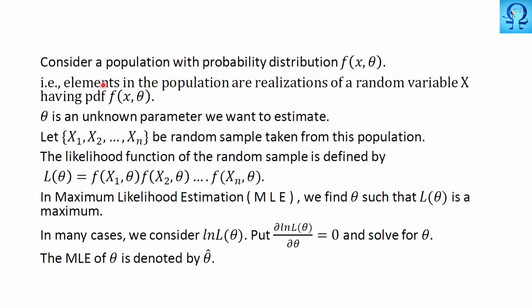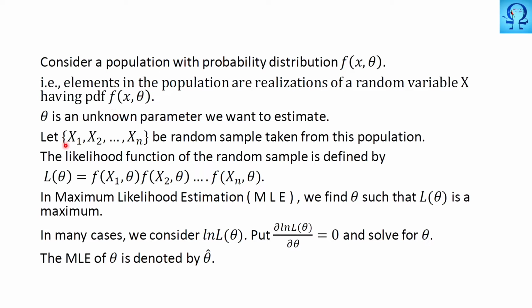Welcome. Now we are going to discuss the maximum likelihood estimator. Consider a population with probability distribution given by f of x comma theta. Elements in the population are realizations of the random variable x, which has the density function f of x comma theta or mass function f of x comma theta. And here this theta is an unknown parameter, that is what we are trying to estimate.